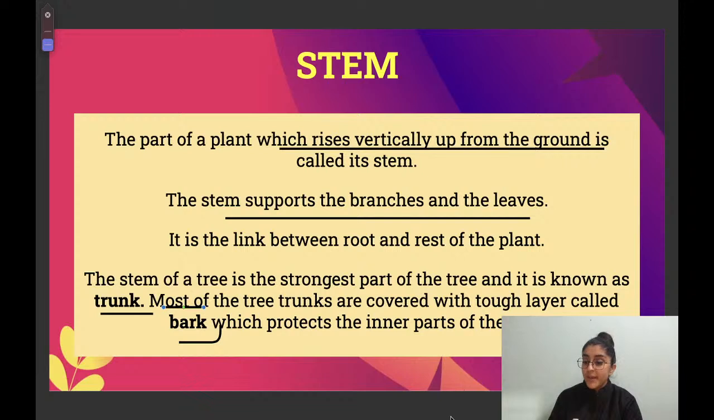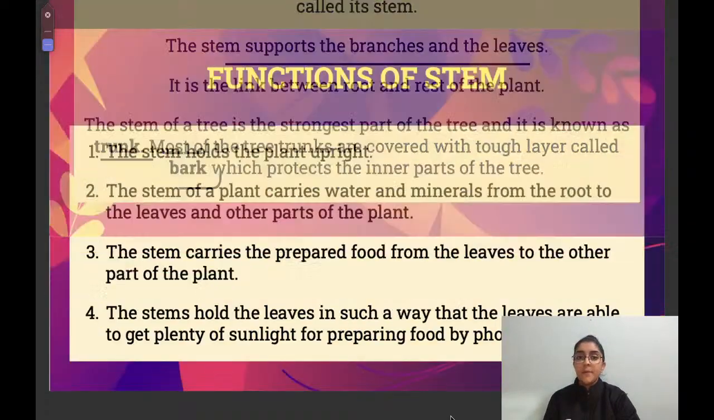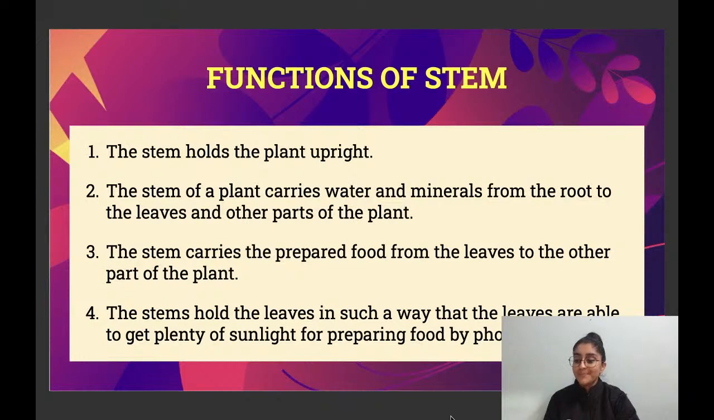Stems hold the plants upright. Do ask me any doubt if you are facing any from this particular chapter.